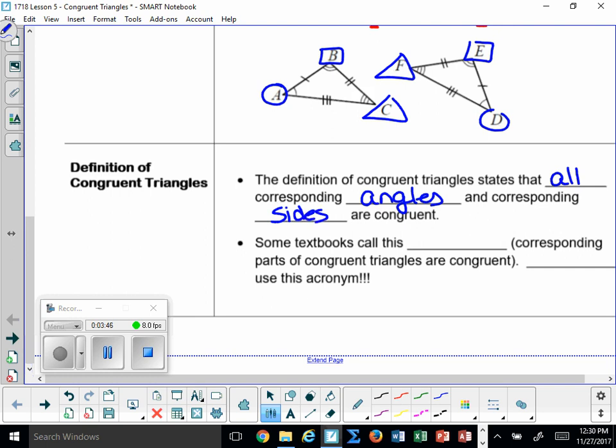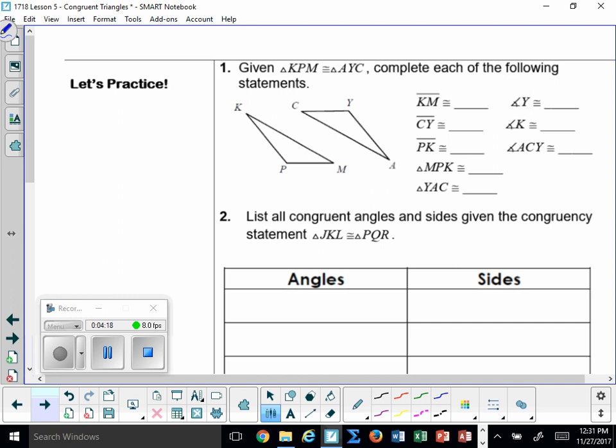Some textbooks call this corresponding parts of congruent triangles are congruent. Do not use this acronym, CPCTC. Nobody remembers what it stands for, and it's not an actual theorem or definition. It's a made-up acronym out of a textbook. It's also one of my pet peeves. We will always use the definition of congruent triangles when we say that corresponding angles or corresponding sides are congruent.